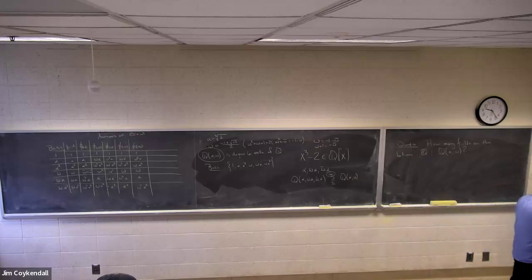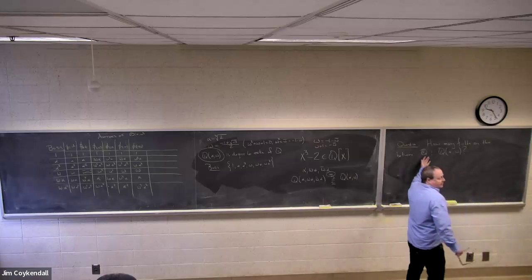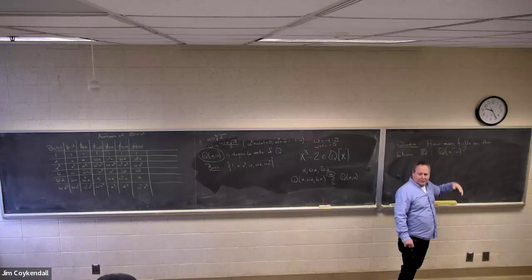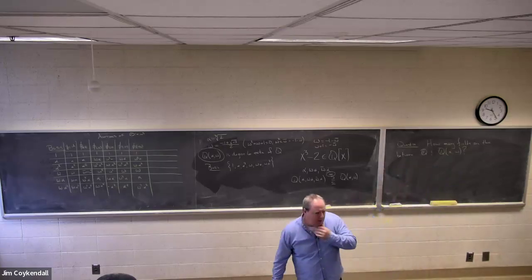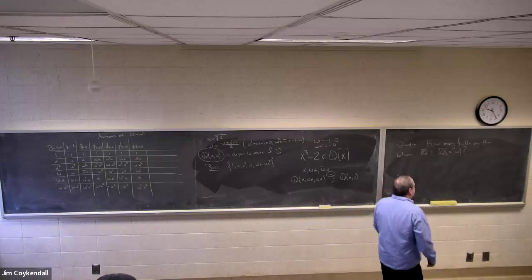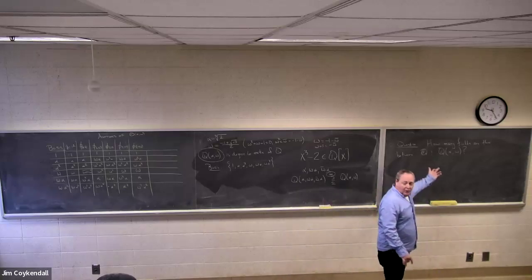How many fields are there between Q and Q adjoin alpha? I mean, why can't there be infinitely many? Certainly Q is an infinite field. This is an infinite field. Let me ask you. This is where I would start.